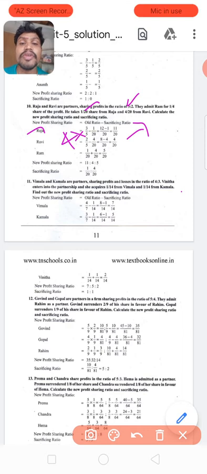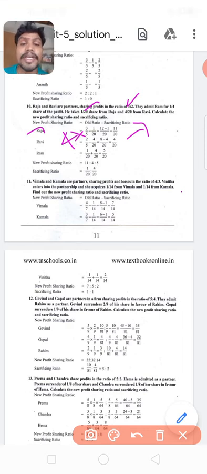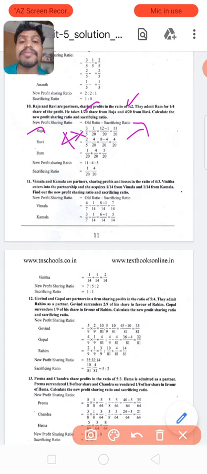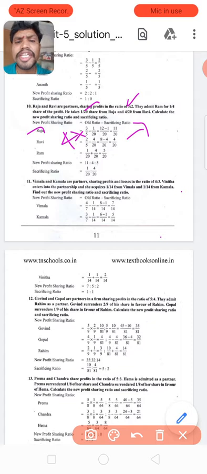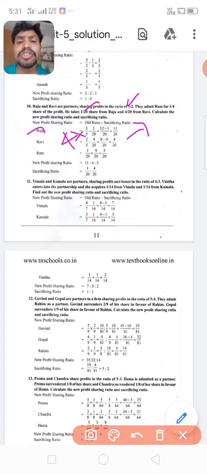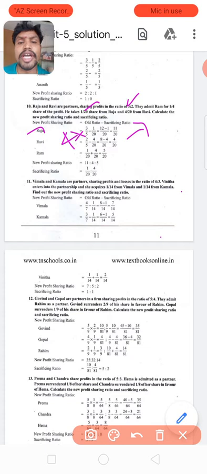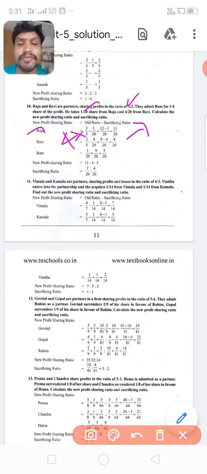So we can see that 20 is a common number. Whichever number is multiplied with the denominator, that same number should be multiplied with the numerator, right? So the numerator is 3. So 3 × 4 is 12. 12 minus 1 is equal to 11, right, my dear students? Same thing we are going to calculate for Ravi also.